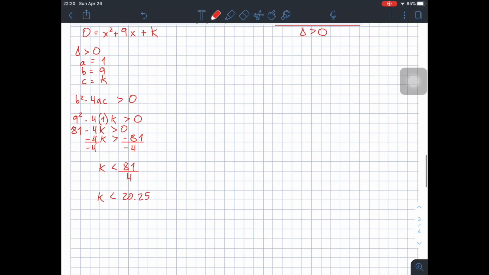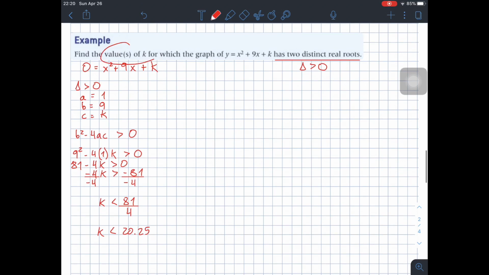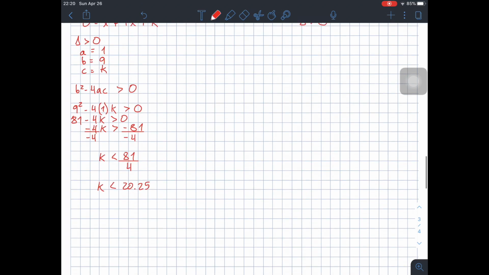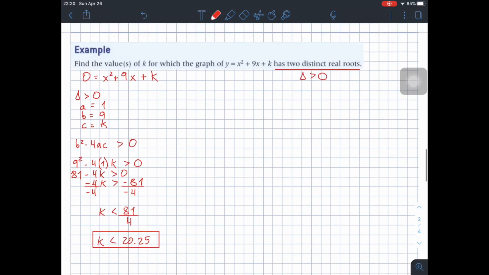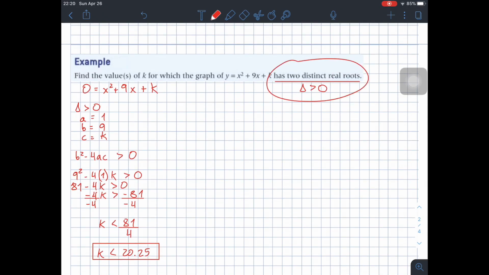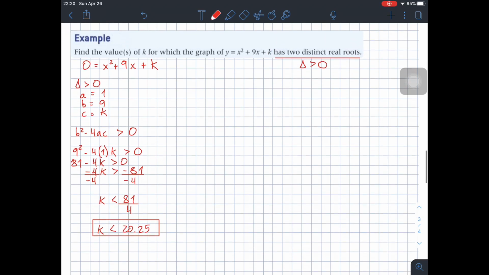Okay, so what are the values of k? The values of k are any number of k which is less than 20.25. Okay, that'll be our result in order to have two distinct real roots.